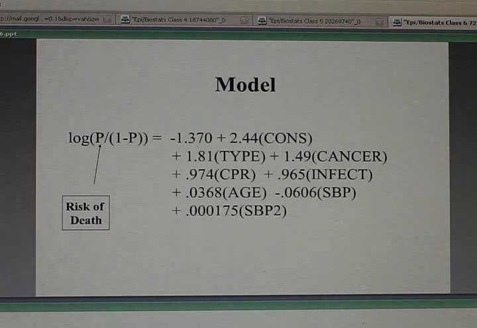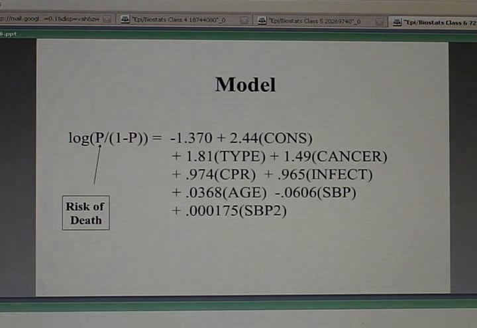The way I'm going to do that is I'm going to take a person and figure out what his value is for consciousness, type, cancer, CPR, infection, age, blood pressure, and the severity of blood pressure, and plug his values into the right-hand side of this equation, do the mathematics, and I'll get a number. And that number will be an estimate of that person's log odds of dying in my hospital. I can turn that log odds into an odds by taking the exponential function of that number.